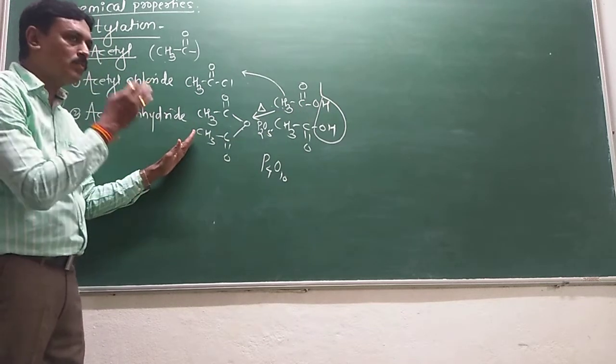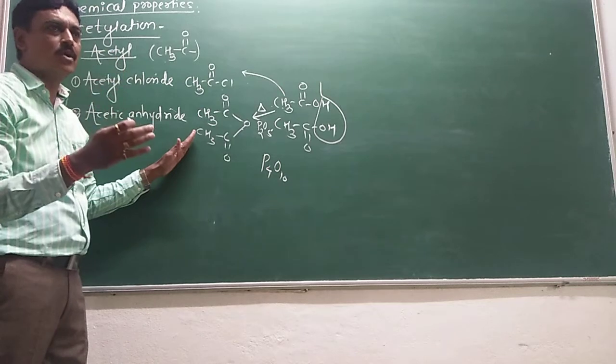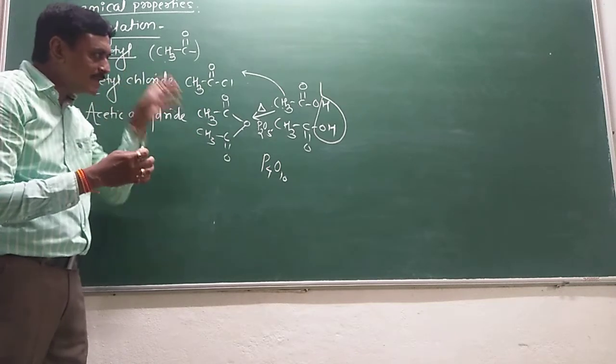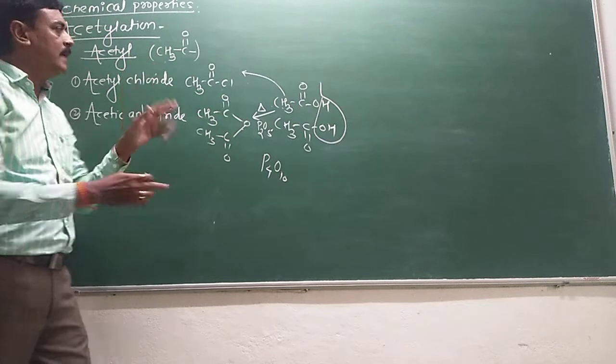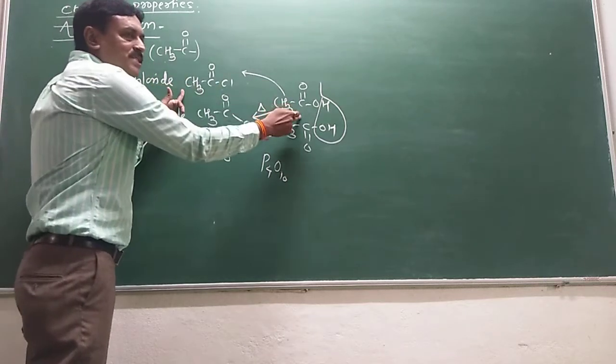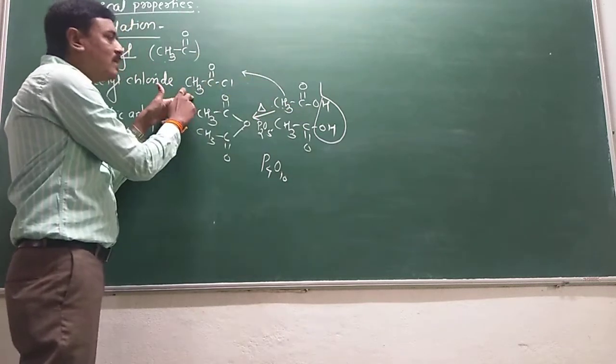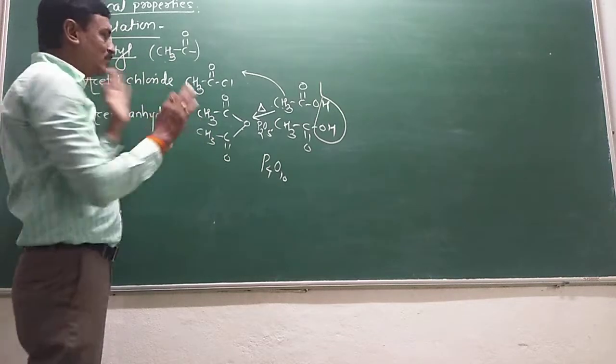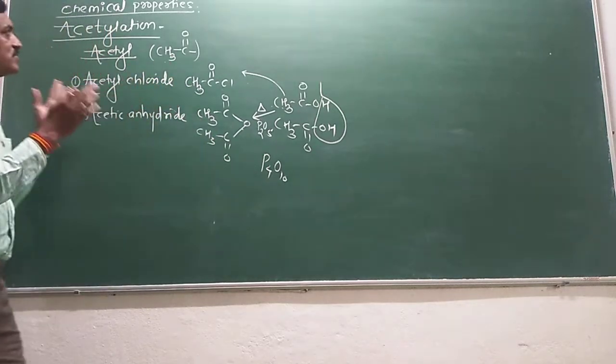This is the anhydride. The product formed by the removal of water is known as an anhydride. In this reaction, there is a removal of water. This reaction: acetic acid, ethanoic acid, acetyl chloride, ethanoic chloride. Now, these are the two reactants used for the acetylation.